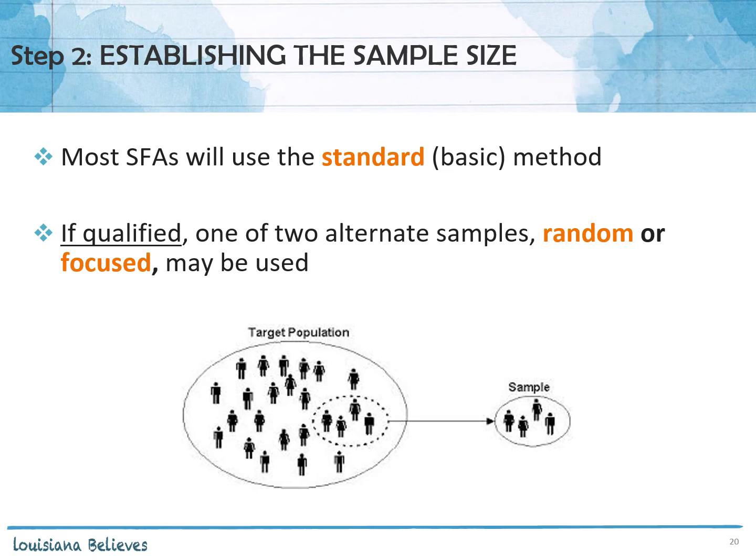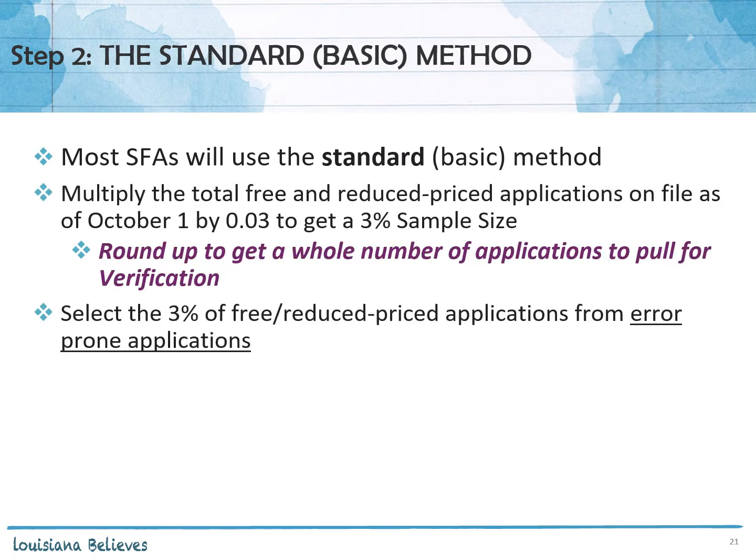With the exception of verification for cause, LEAs must not verify more or less than the standard sample size or the alternate sample size when the alternate sample size is used. The standard size must be used by an LEA unless the LEA qualifies to use an alternate sample size.